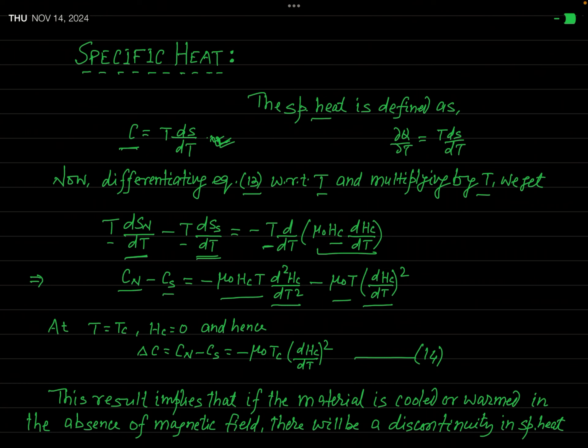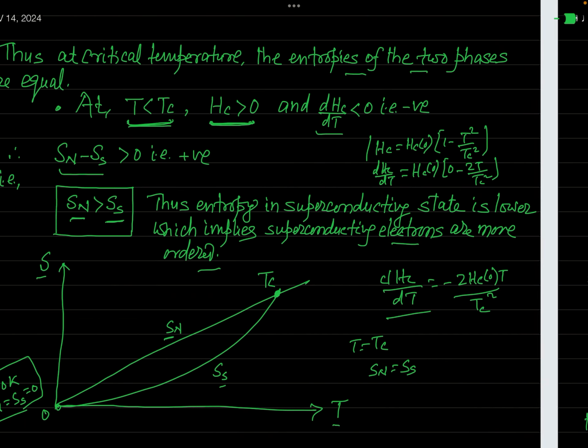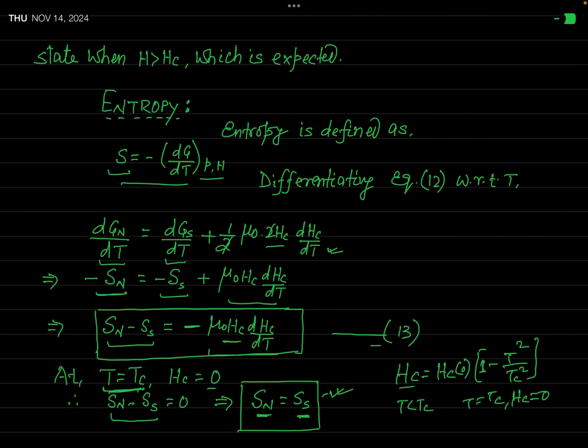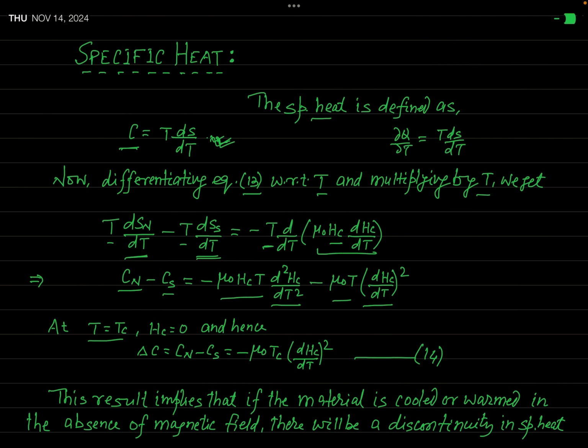Now see, when we take T equal to Tc, we have seen earlier that Hc is equal to 0. So taking T equal to Tc and then Hc equal to 0, what will be this result? This will be Cn minus Cs, which has been written as delta C. This is the change in specific heat, and that will be equal to minus mu naught times Tc times dHc by dT square.